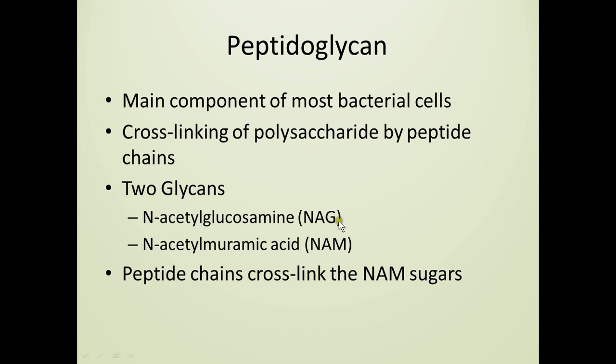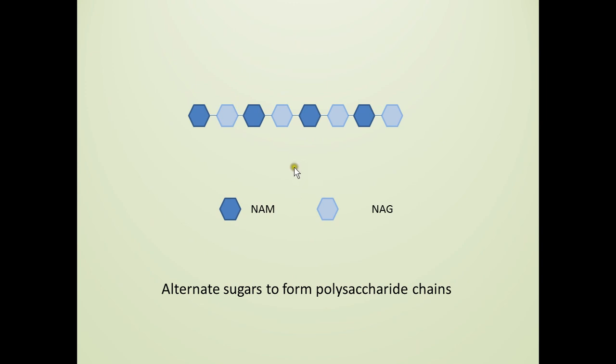The typical cell wall is composed of peptidoglycan, a complex polysaccharide composed of two sugars, N-acetylglucosamine, referred to as NAG, and N-acetylmuramic acid, referred to as NAM. The two sugars form polysaccharide chains, which will then be connected by amino acids. So let's look here at the polysaccharide chains. Again, it's made up of the two sugars, N-acetylmuramic acid, referred to as NAM, and N-acetylglucosamine, referred to as NAG. Notice how the chains are formed by alternating the two different sugars, NAM, NAG, NAM, NAG.